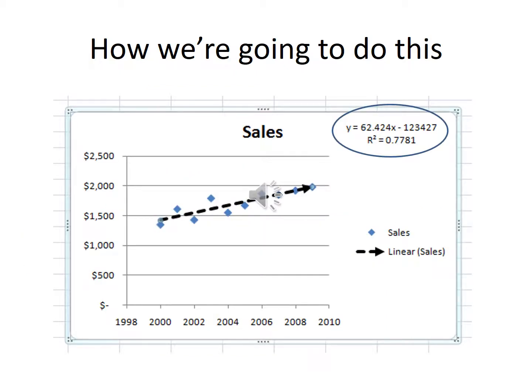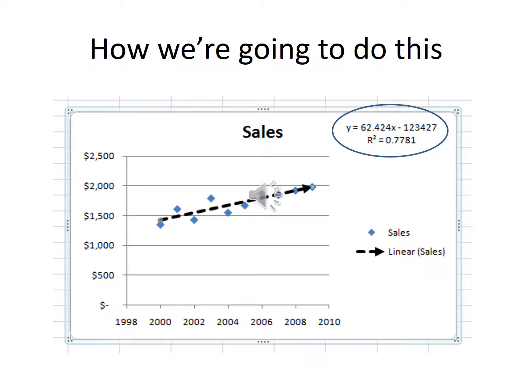Okay, the trend line will be put on the chart. That's that dashed arrow line. And then you want to see, I've circled on this graph, you see that y is equal to 62.424x minus 123.427. R squared is equal to 0.7781. Those are the result of those last two clicks.